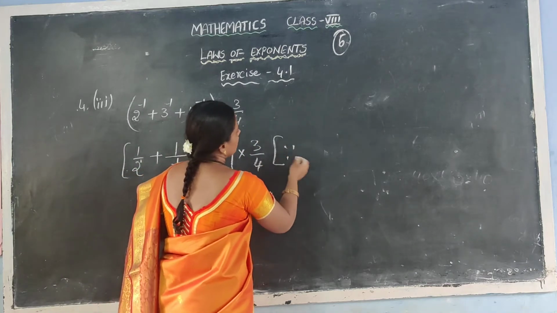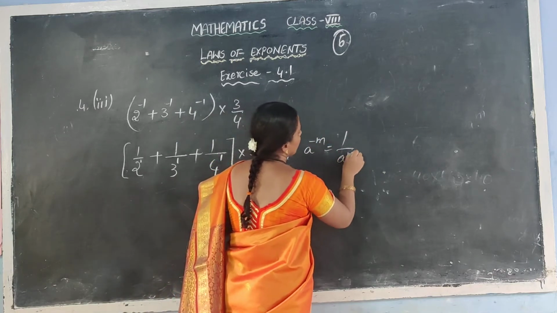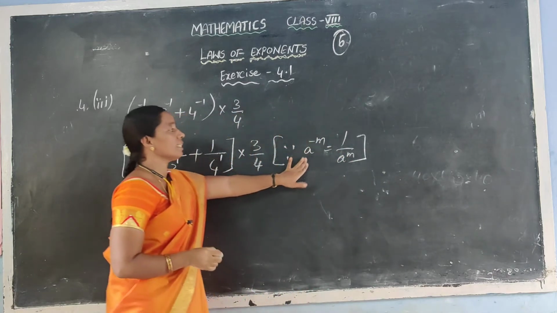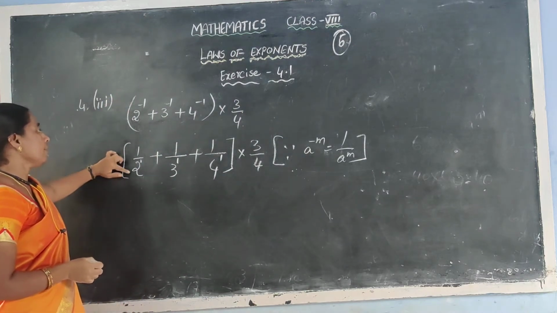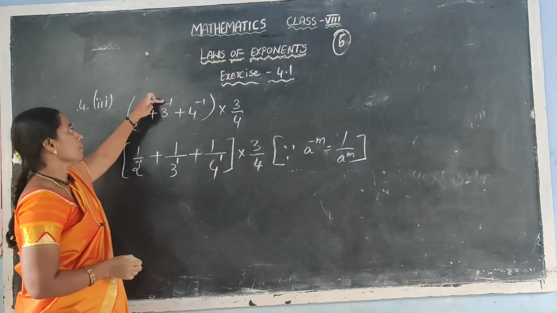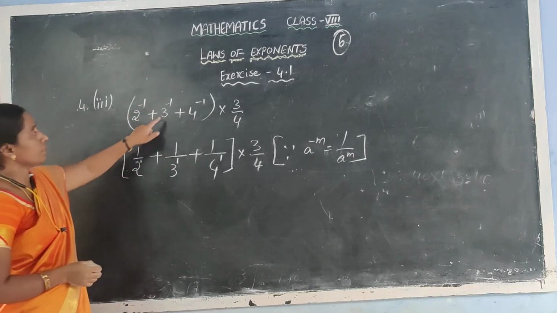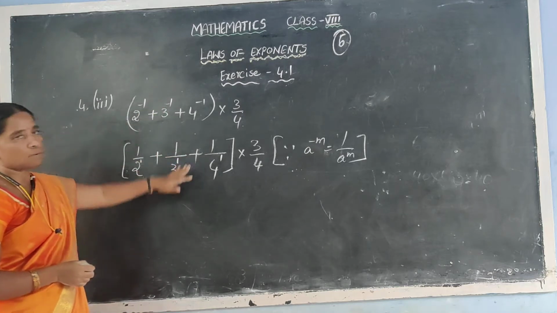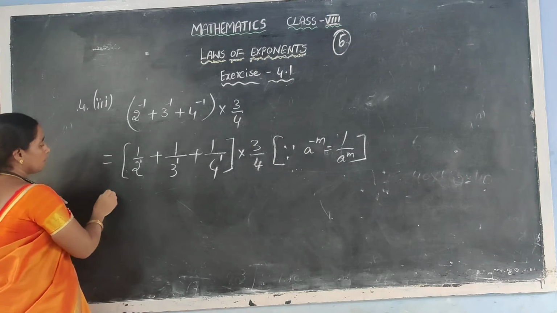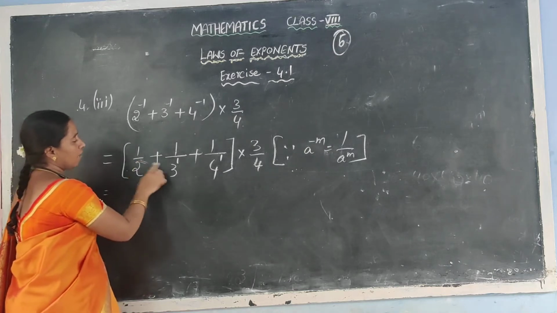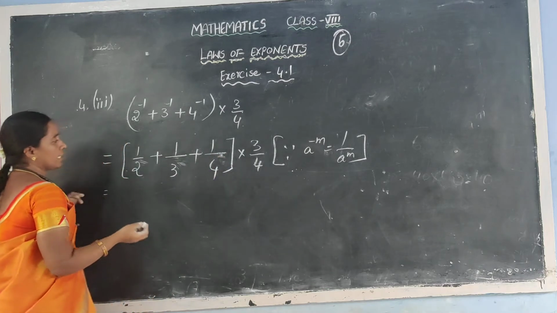Okay, so a power minus m equals 1 by a power m. Depending upon this law, we express 2 power minus 1 as 1 by 2 power 1, and 3 power minus 1 as 1 by 3 power 1. And by the reciprocal rule, a negative exponent becomes positive, depending on the law. Now the power 1 we can neglect.